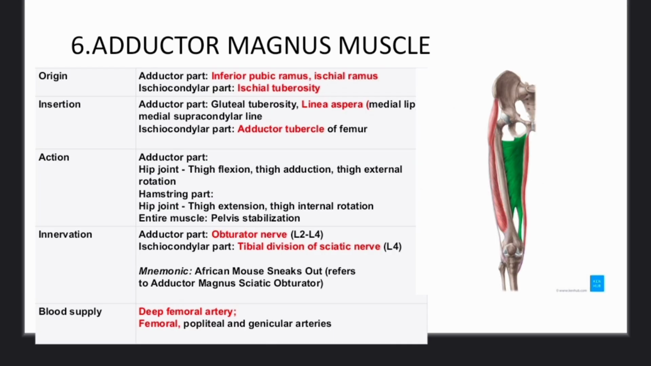Next one is adductor magnus muscle. It is the largest muscle of the medial compartment of the thigh. It consists of two parts, that is adductor part and hamstring part. It's also called as ischiocondylar part.